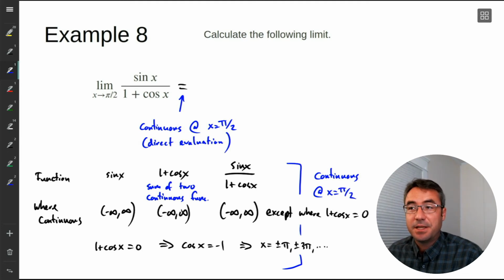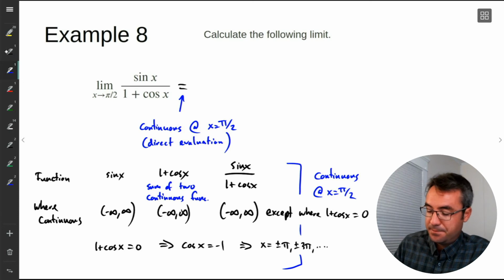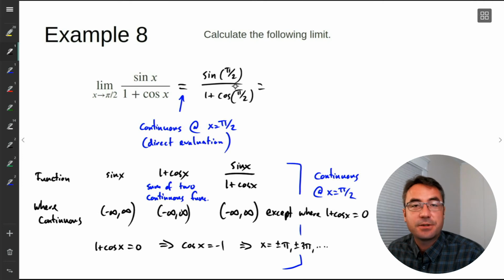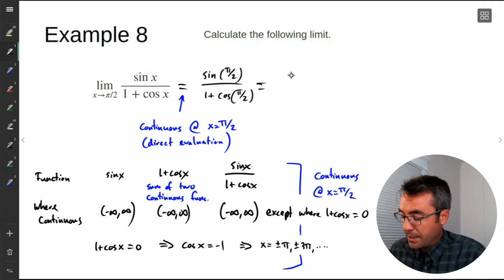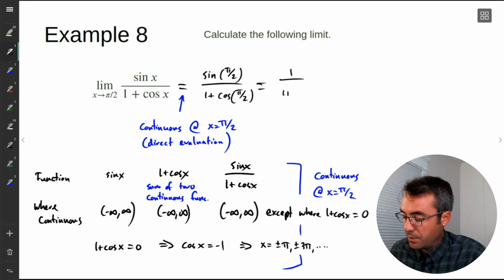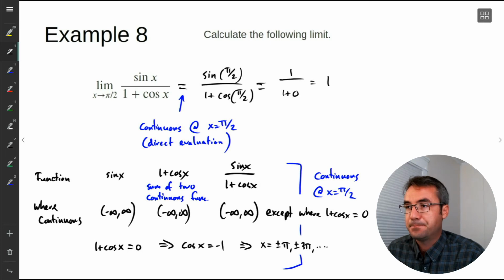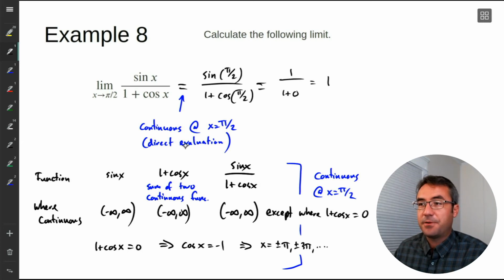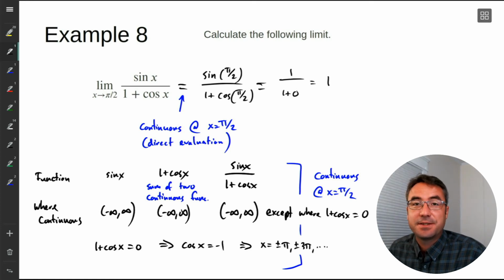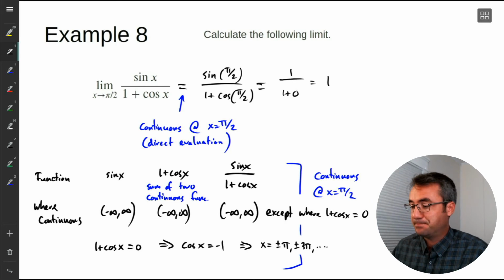So how do we calculate this limit? We just plug in. So we get sine of pi over 2 over 1 plus cosine of pi over 2. We're just plugging in. And then these are some of our important angles. So sine of pi over 2 we should recognize as 1. And then cosine of pi over 2 we should recognize as 0. So we get 1 over 1 plus 0, which ends up being 1. All right, so knowing that our function is continuous really simplifies this limit calculation process.